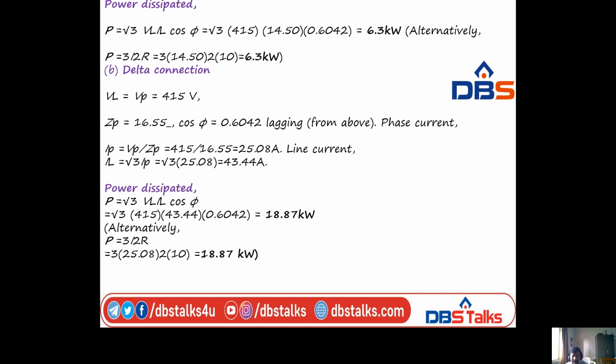Line current is equal to root 3 into phase current, root 3 into 25.08, that is 43.44 amperes. Power dissipated is equal to root 3 VL IL cos phi: root 3, VL 415, IL 43.44, cos phi 0.6042, that is equal to P is equal to 18.87 kilowatts. Like that you have to determine for star connection as well as delta connection.